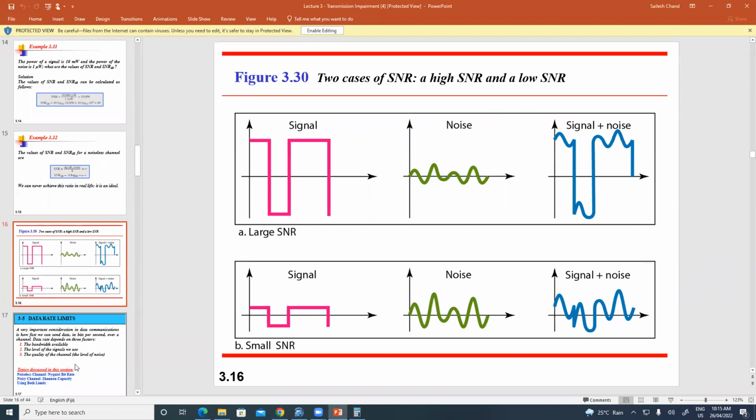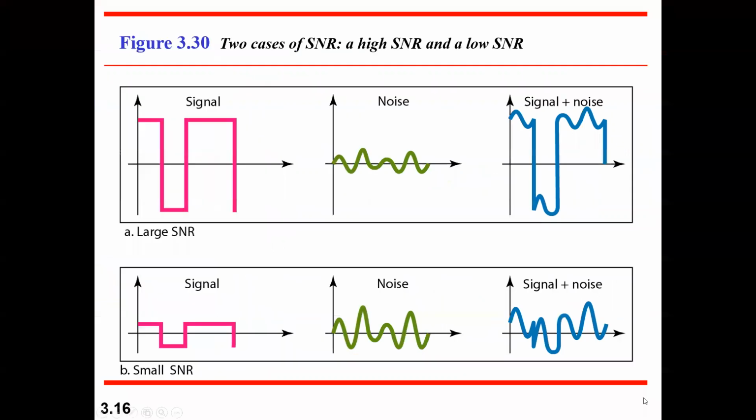Two cases of SNR: the one with the large SNR and the one with the small SNR. If you are getting a large SNR, that means your noise is small, just looking at the formula here. For example, your average signal power is 100 watts.